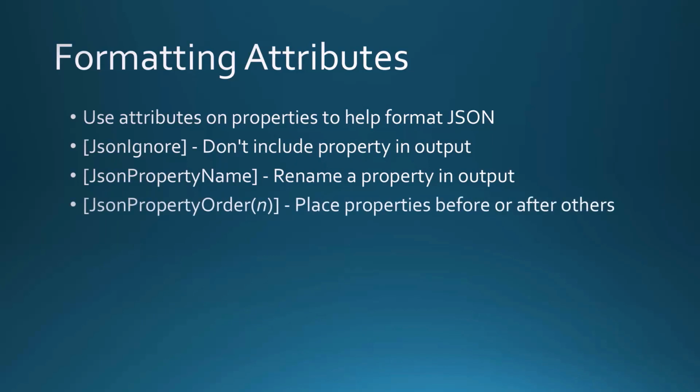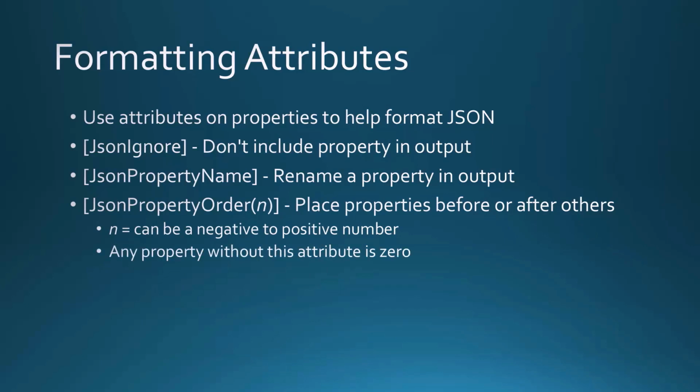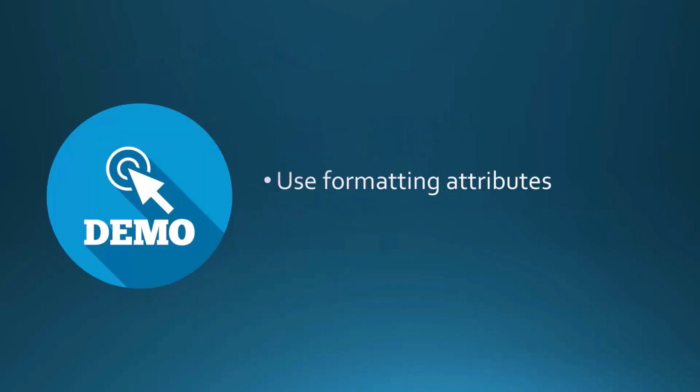We also have JsonPropertyOrder, in which you place a number, and this allows you to place one property before or after another. The n can be a negative or a positive number, and if this isn't applied, they're all considered the same. They're all numbered 0, which means they just appear in the order in which they appear in the class. Let's take a look at using some of these formatting attributes.